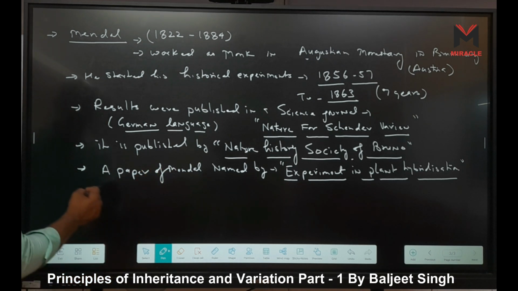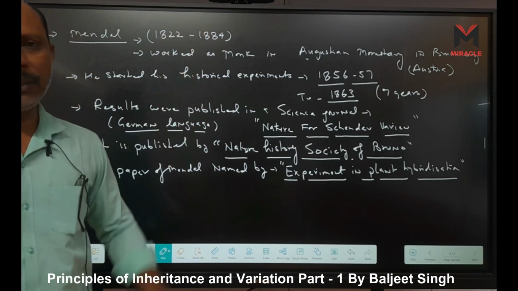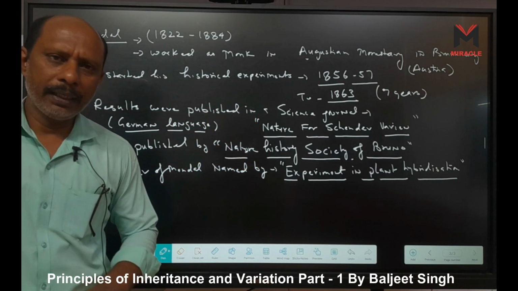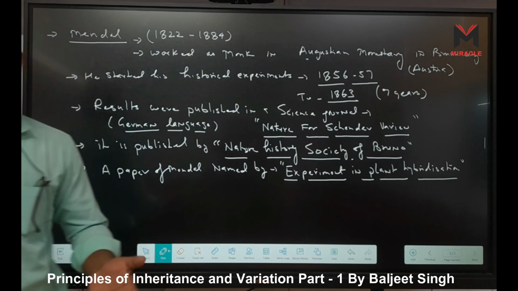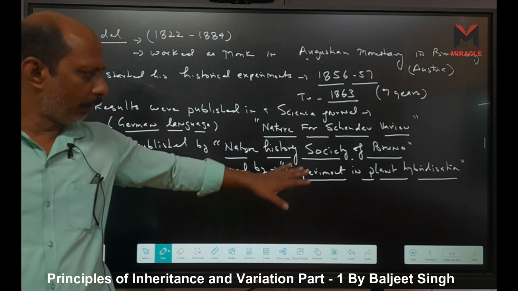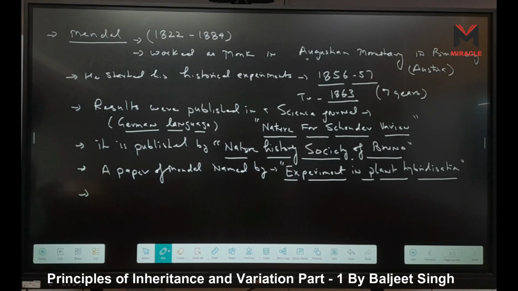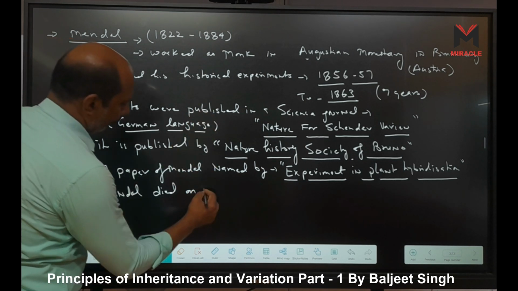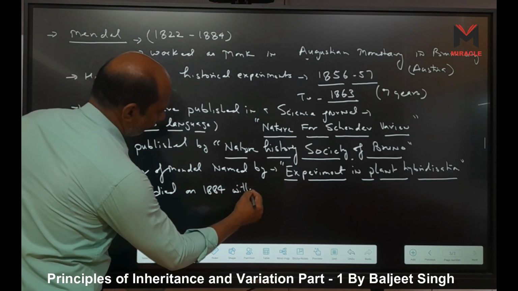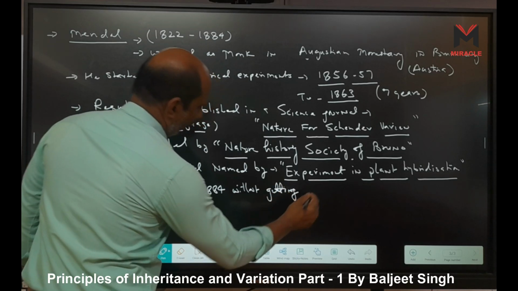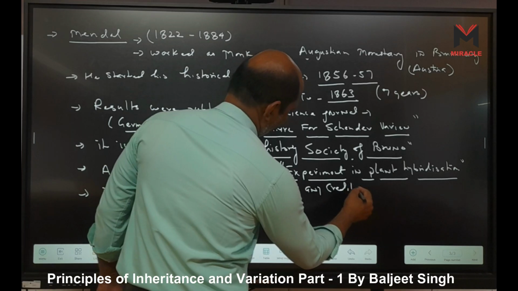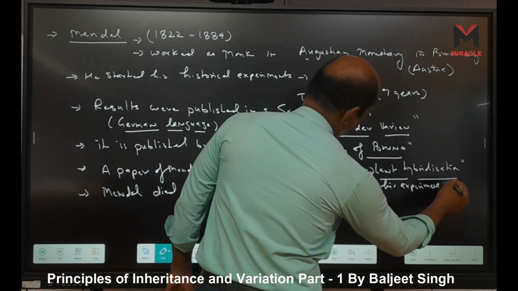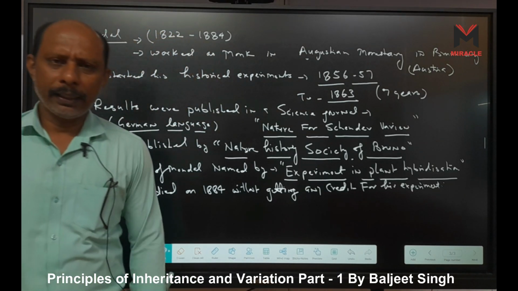What happened after that? After some time, in 1884, Mendel died, but he did not get any credit for his experiments. He did not get any credit in his life. He did not understand how he becomes the father of genetics. So Mendel died in 1884 without getting any credit for his experiments, right?